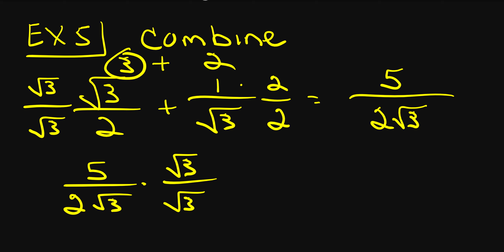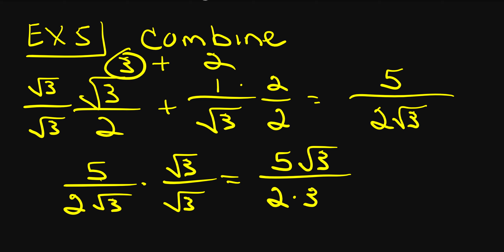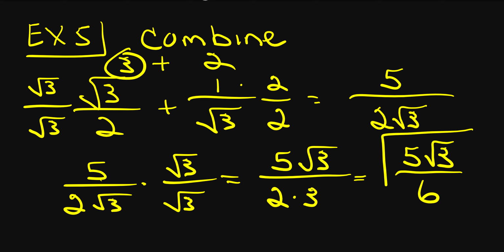And now when I finish this, my denominator is going to be 2 times the square root of 3 times the square root of 3. The square root of 3 times the square root of 3 is 3, and that's going to be multiplied to the 2. The top is 5 times root 3, which is 5 root 3. And then I just have to touch this up a little bit by getting my denominator multiplied out. So here I've got 2 times 3 is 6, and my top remains 5 root 3. And that is my answer for example number 5.